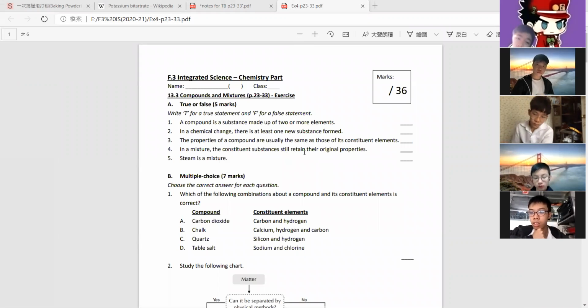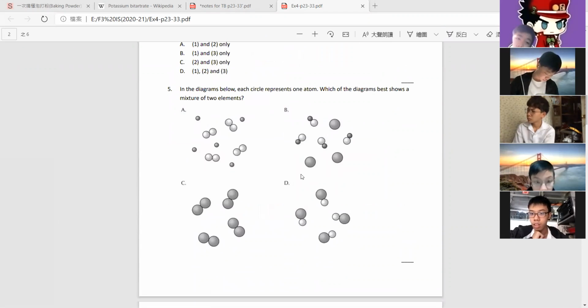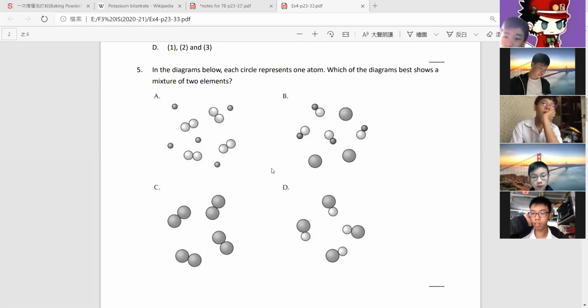So this is the exercise. I would like to draw attention to Question 5, the last question. Now this is an exam type question, right? Instead of just telling you what is happening, the best way is to show you graphically what is happening. Okay, tell me A, B, C, D. Which of the diagrams best shows a mixture of 2 elements?